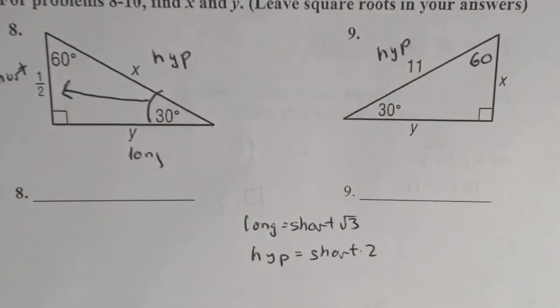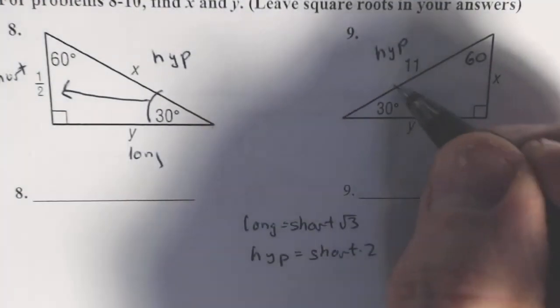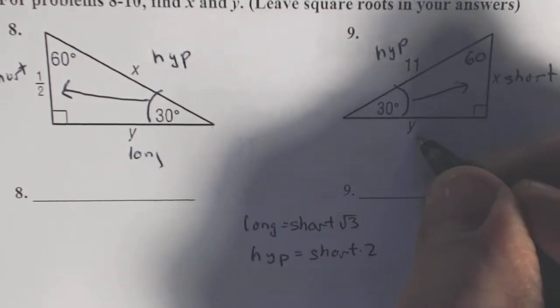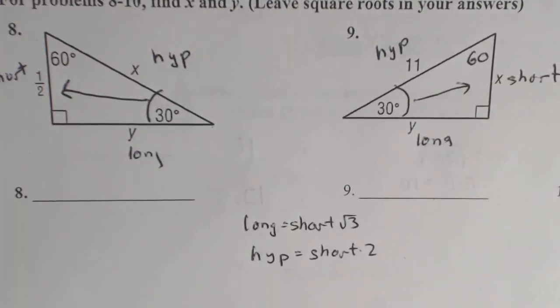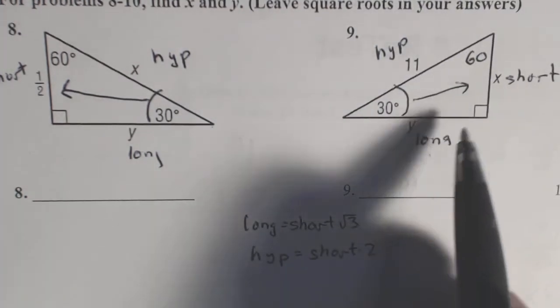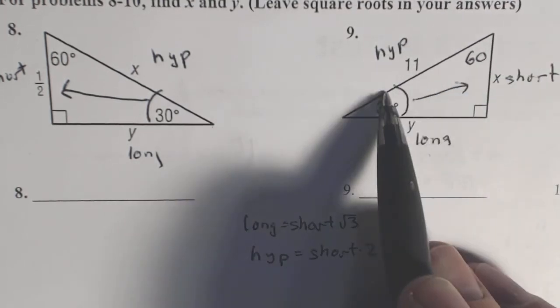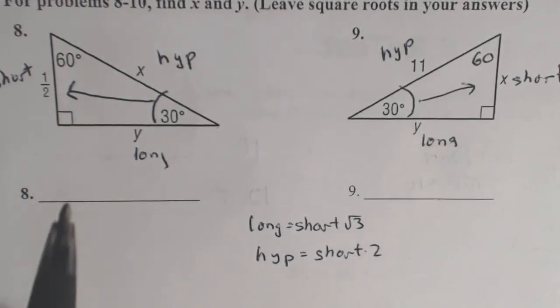Over on the other triangle, right here is the 30. Opposite the 30, again, is short. So this is short, and this is long. Long doesn't have to be in the bottom. Long has to be opposite the 60. The short is always opposite the 30-degree angle. Small angle, small leg.